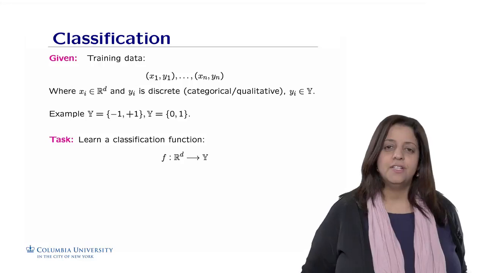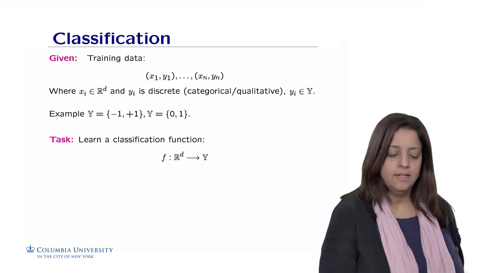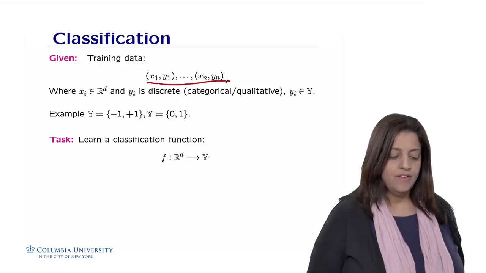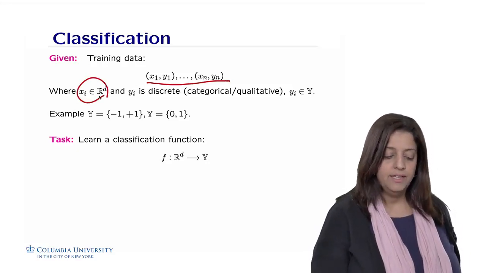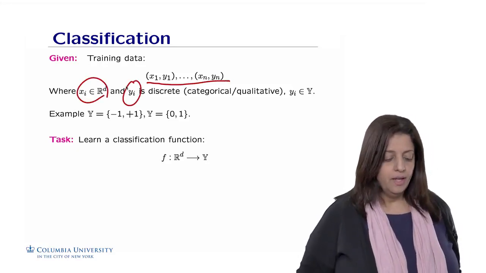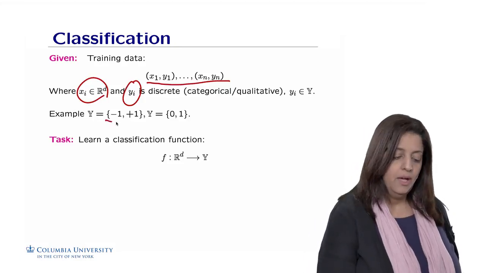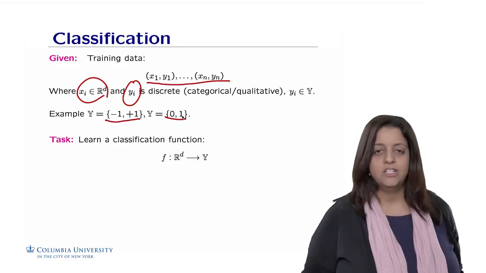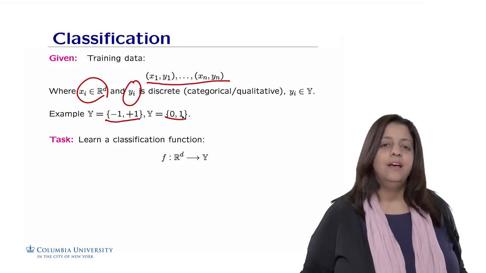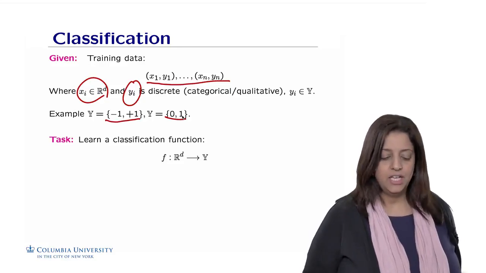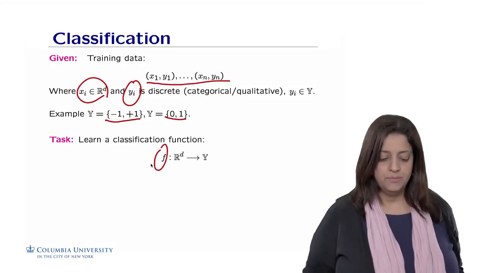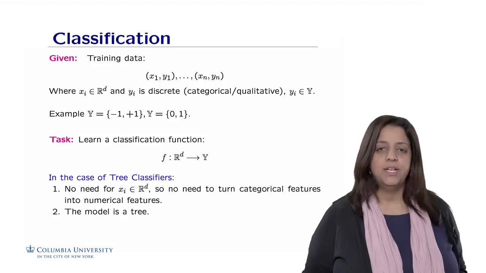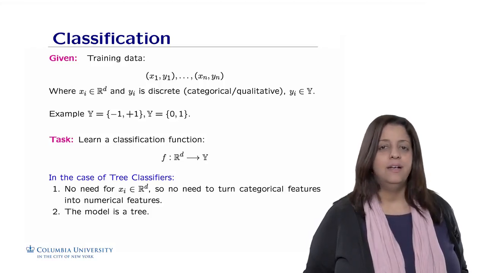So let's recall first the classification scenario. We have data, and the data is a set of feature values with a label, where the values are in R^d, and we have the label, which is a discrete value. So the label could be +1 and -1, or 0 and 1 in a binary classification scenario. Classification aims to find the classification function f that maps the input to the output, or otherwise the features to the label. In the case of tree classifiers, we're not building a function f.